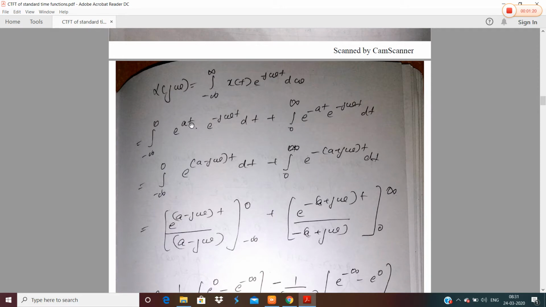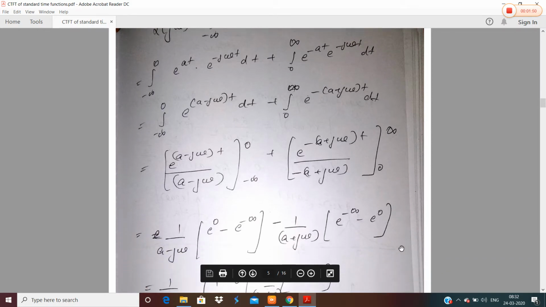Before integrating, we'll just combine these exponential terms, that is e raised to a minus j omega t dt, and here, taking the negative sign outside, we'll get it of the form e raised to minus a plus j omega t dt. On integrating, we'll get e raised to a minus j omega t by a minus j omega with the limits minus infinity to 0, and here, taking the negative sign outside and integrating, we get e raised to minus of a plus j omega t by minus of a plus j omega with the limits 0 to infinity.